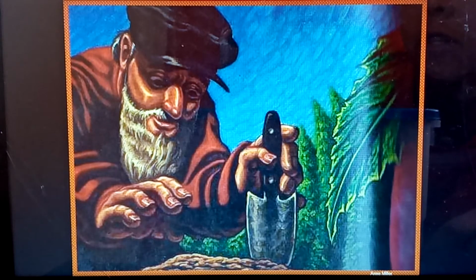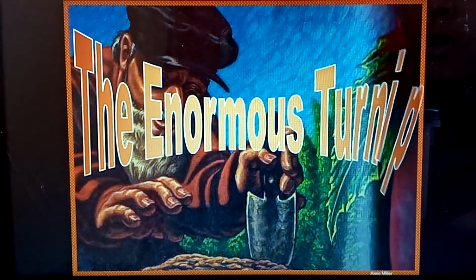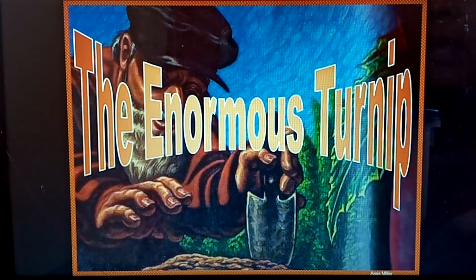Today in language arts we have the story of the enormous turnip. This is language arts and we'll be studying the vocabulary words for this story.